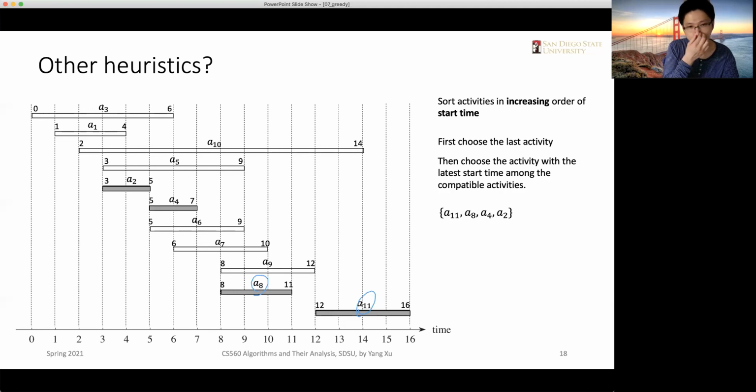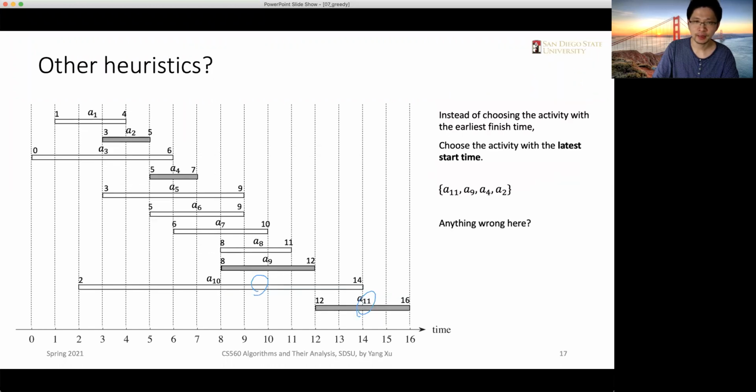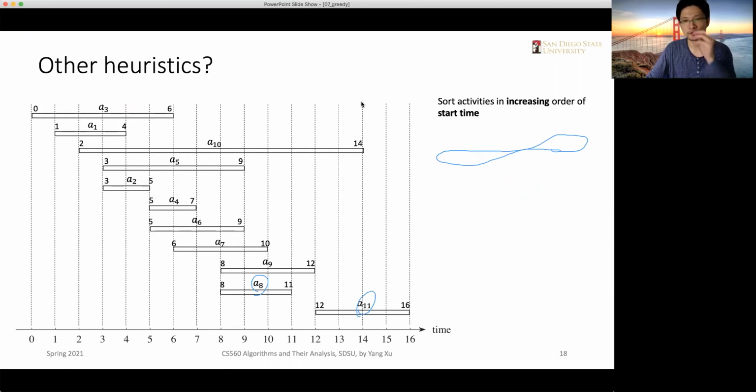So this heuristic, this second example, actually doesn't differ too much from the previous slide. We also have 4 activities selected. So what if we use the heuristic that we select the latest start time within the second example here, after we have sorted all the activities in the increasing order?